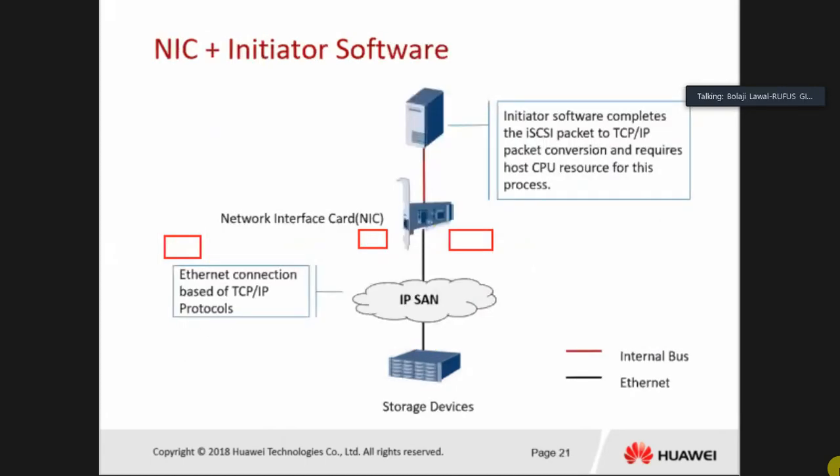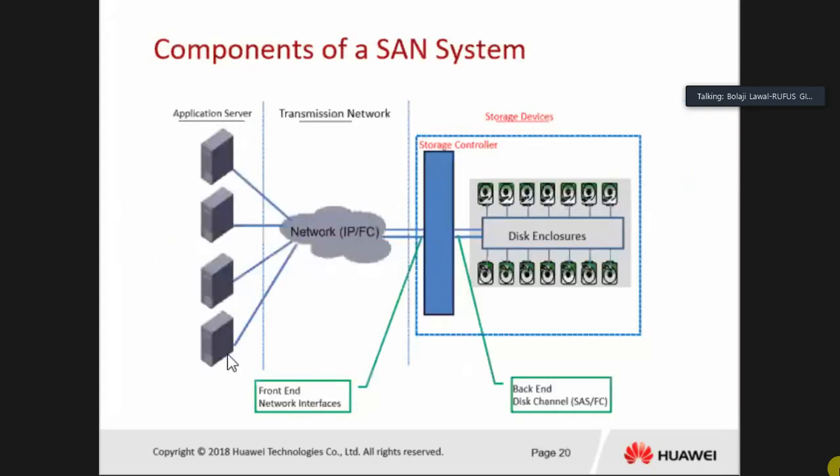Yesterday I explained to us, this is our host, this is our file sharing protocol. So from our host to our controller, there is going to be an interface card, network interface card. That's NIC. And at the back end of this storage controller, we have this channel, FC.